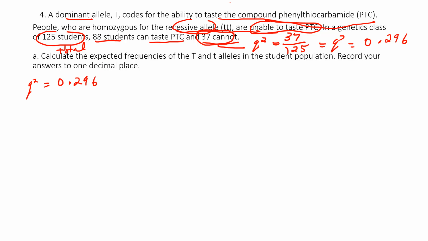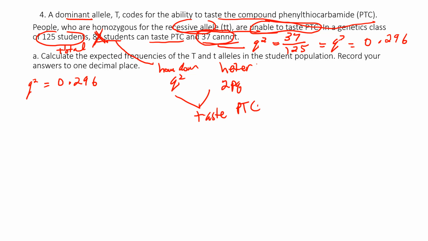0.296. Now, I just really quickly want to spend some time on why we wouldn't look at this 85. This is just kind of a calculation that they put in there just to throw you off. And they can be tricky sometimes that way. But the reason we don't use the 85 students is because if they can taste, tasters can either be homozygous dominant, which would be P squared, but also the heterozygous guys would be able to taste as well, the 2PQ guys, because again, the dominant allele will mask the expression of the recessive, and these both would be able to taste PTC.